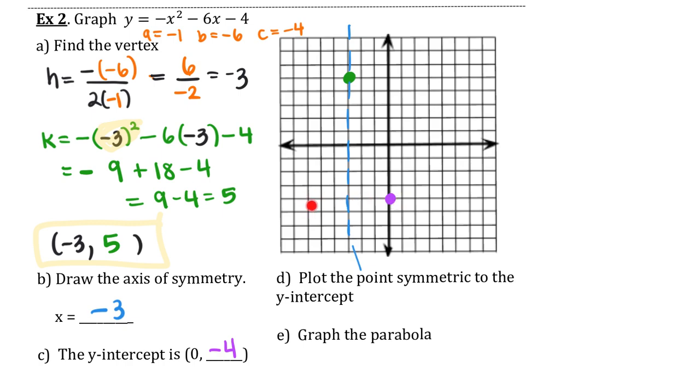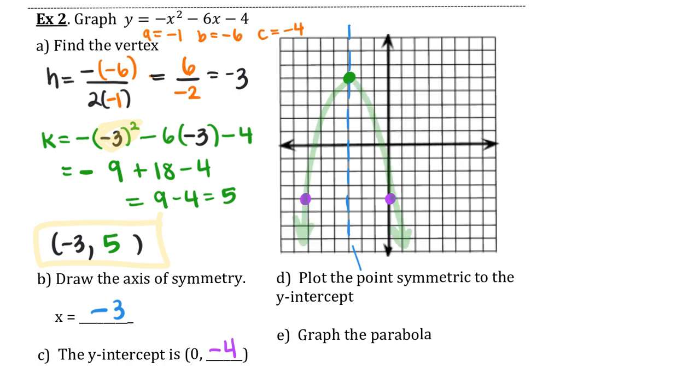If you can tell where it's going to go, you can just plot the point. If you can't tell, you can count. So from the y-intercept to the line, it's 1, 2, 3. So on the other side of the line, 1, 2, 3, there should be a symmetric point. Okay, and then 3 points is enough to graph, so I'm going to go ahead and sketch it.